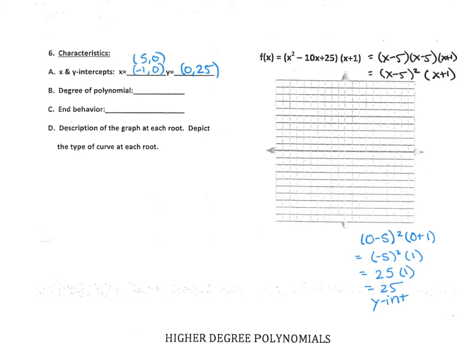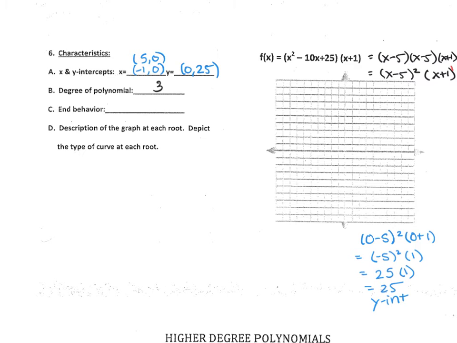Next, for our degree, we're going to add up our multiplicities. So we have a 2 right here, and we also have that invisible 1. So that 2 plus a 1, that's going to give us 3.